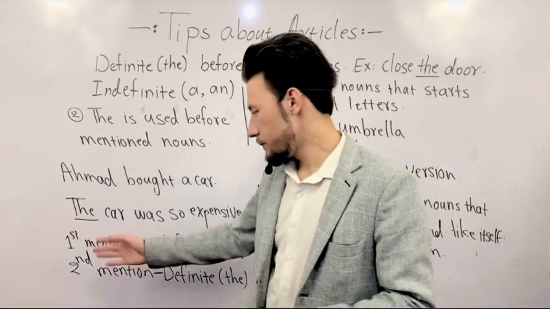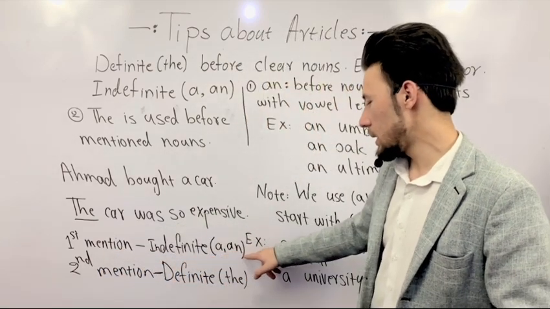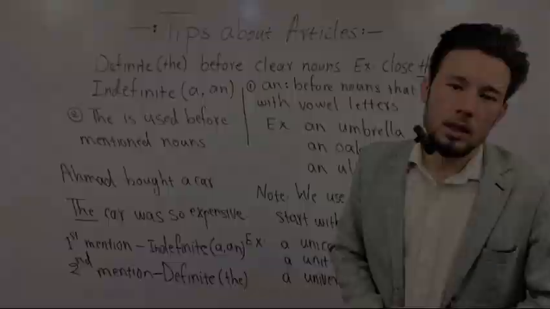So to conclude, in the first mention we use the indefinite article "a" or "an," and in the second mention we use the definite article "the." This was today's lesson.